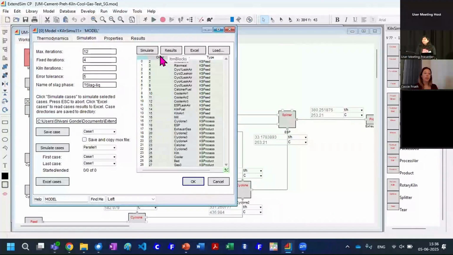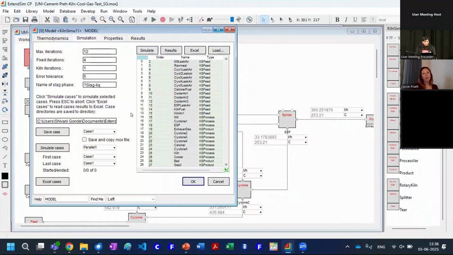And what if I want to vary some parameter and then see how it affects my whole process? When I want to simulate cases, do I have to do them one by one, or is it possible to also do it simultaneously?